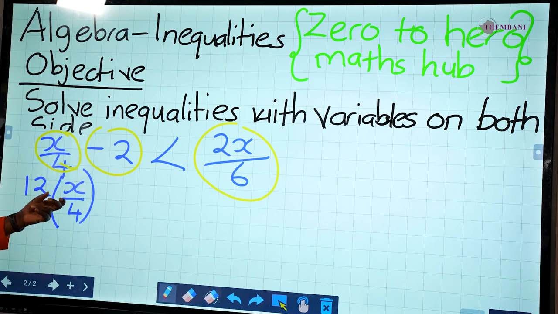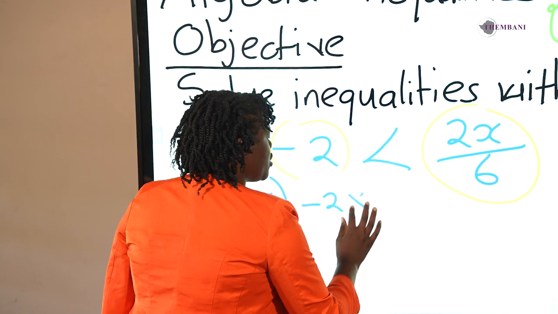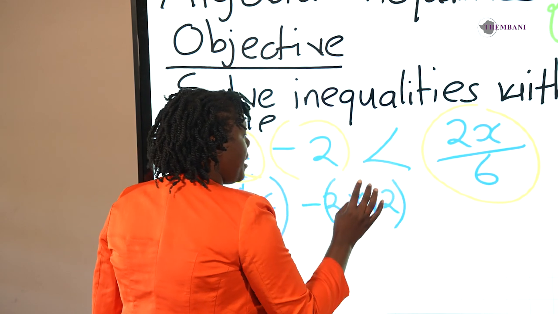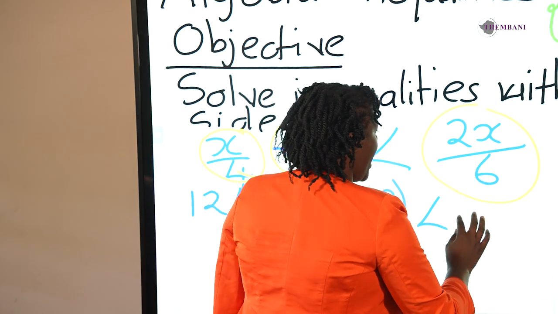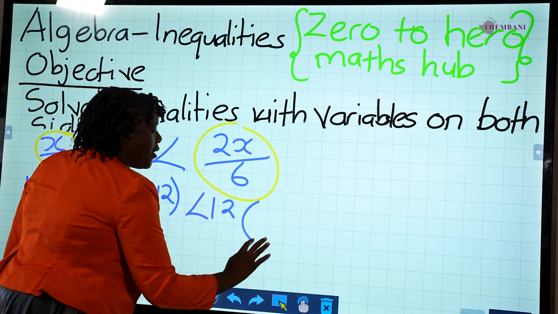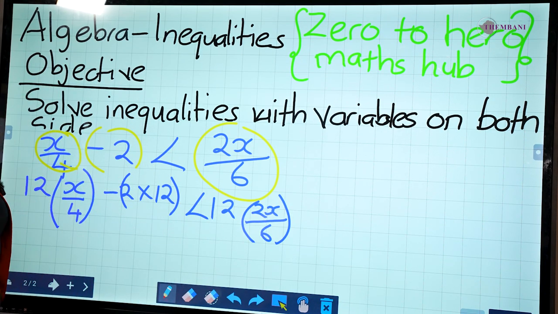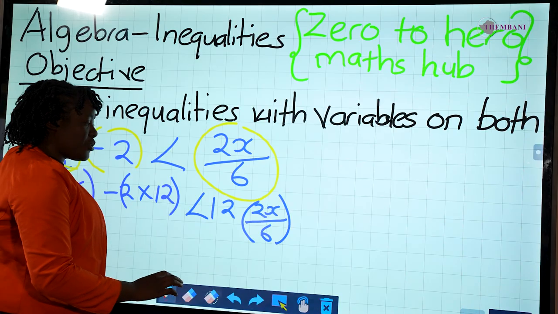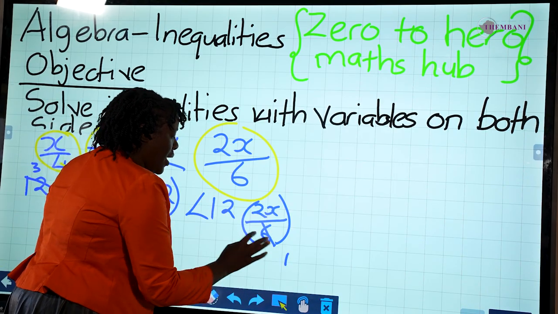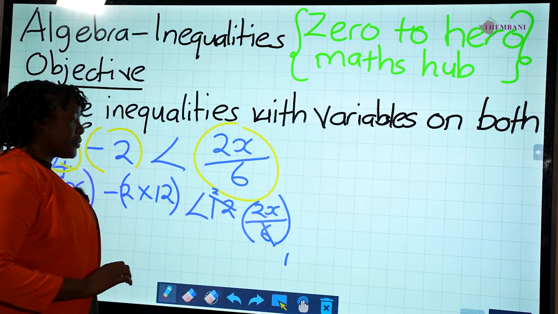So the first term was x over 4, I've multiplied by 12. The next term, I have a negative 2 that I'm also going to multiply by 12. Then I put my inequality sign. Then I have a 12, which is also multiplying 2x over 6. So if I were to multiply these two, I have to divide 4 into 12. So 4 into 4, 1. 4 into 12, I get a 3. Then I move on to this one. 6 into 6, 1. 6 into 12, I get a 2.